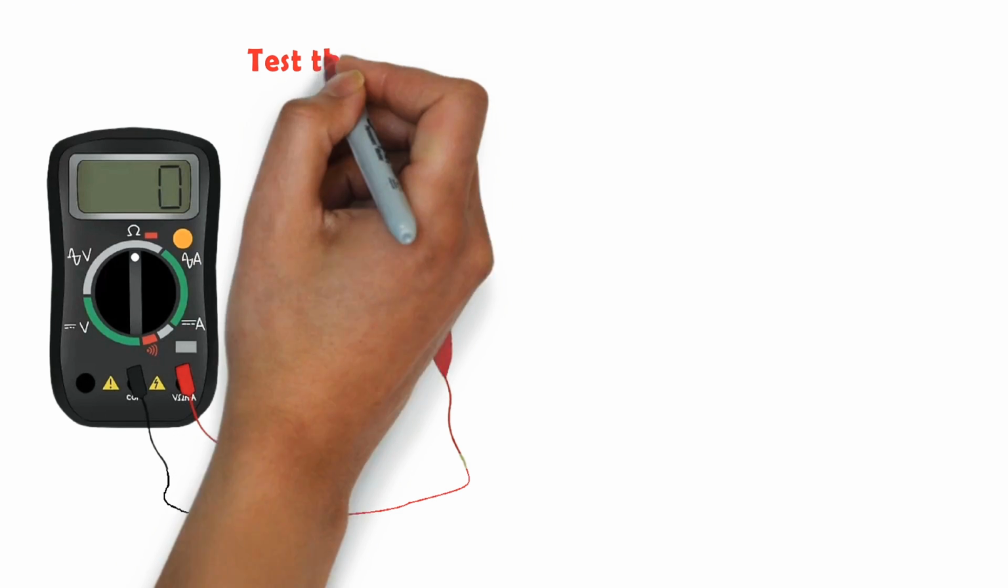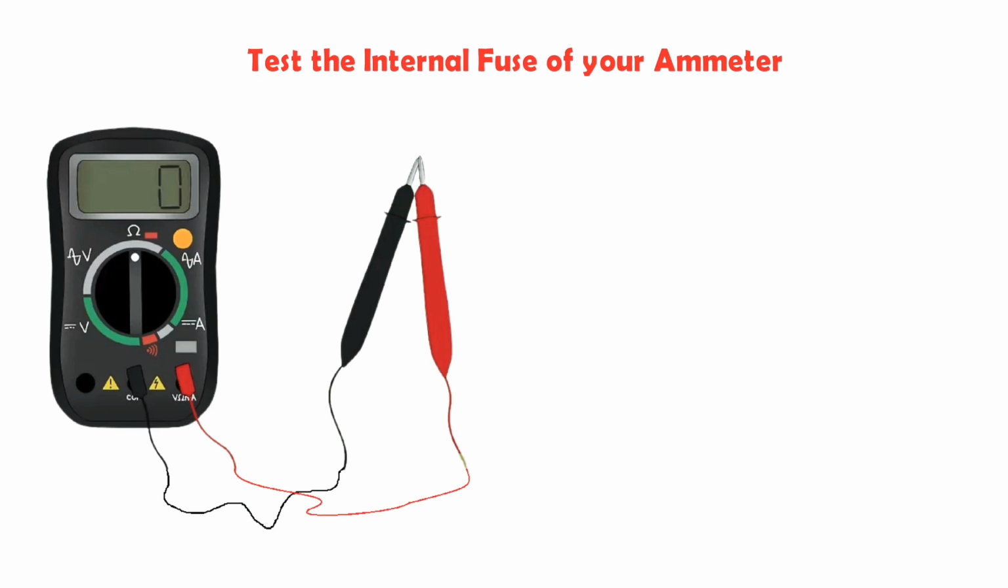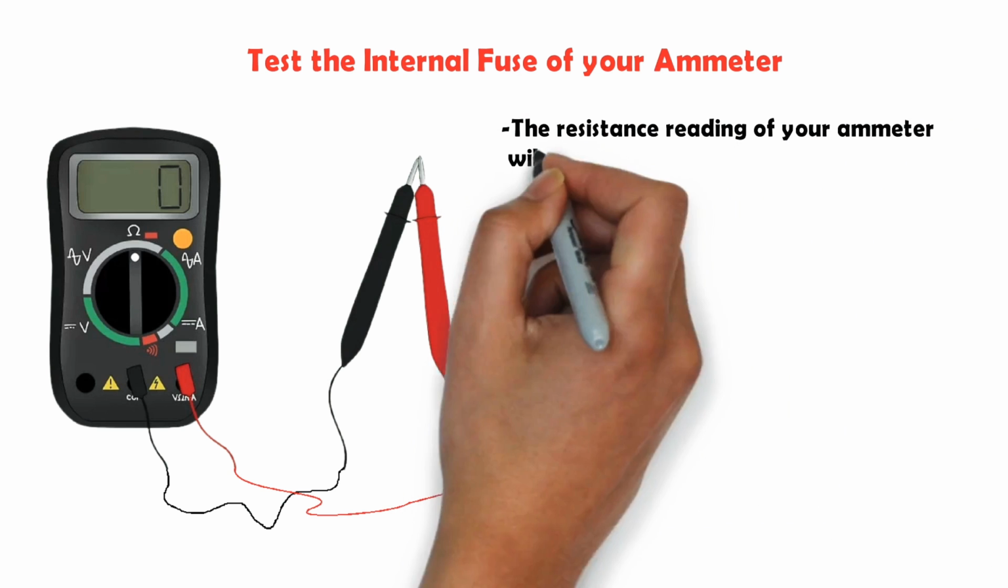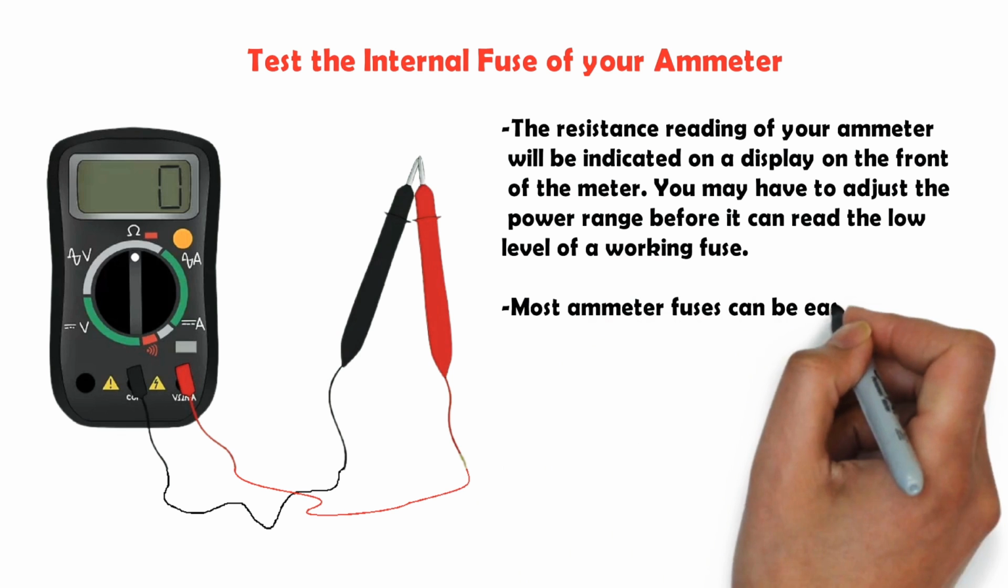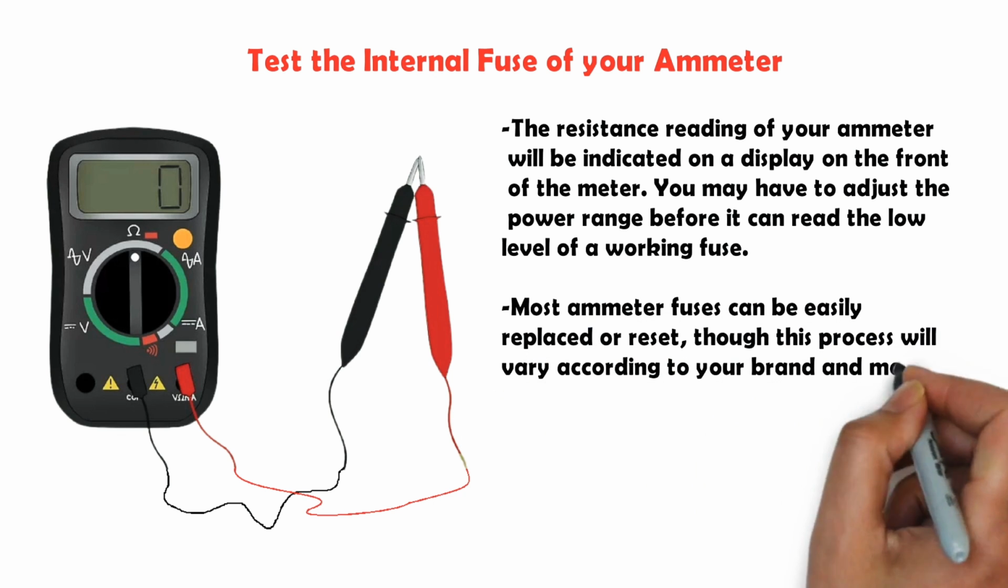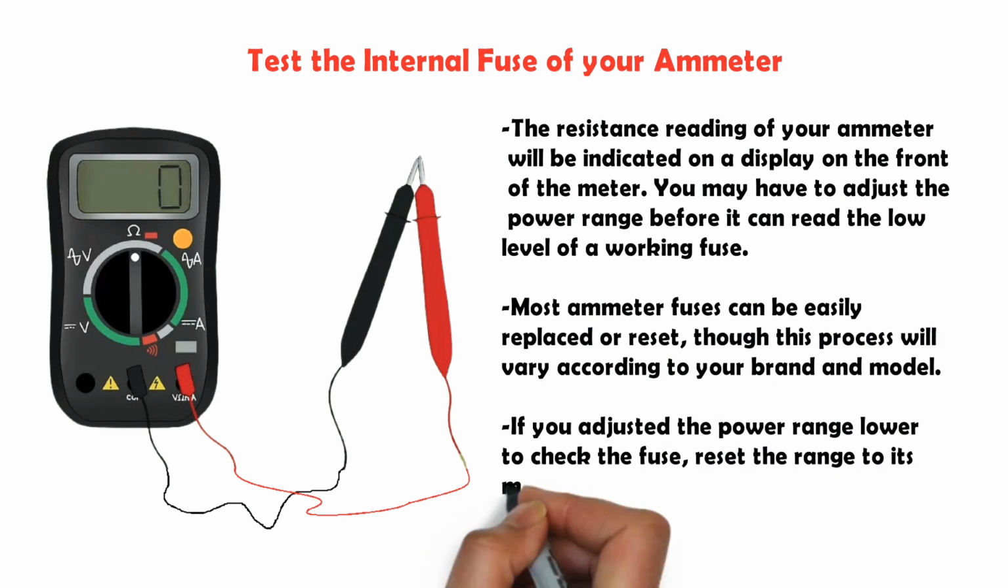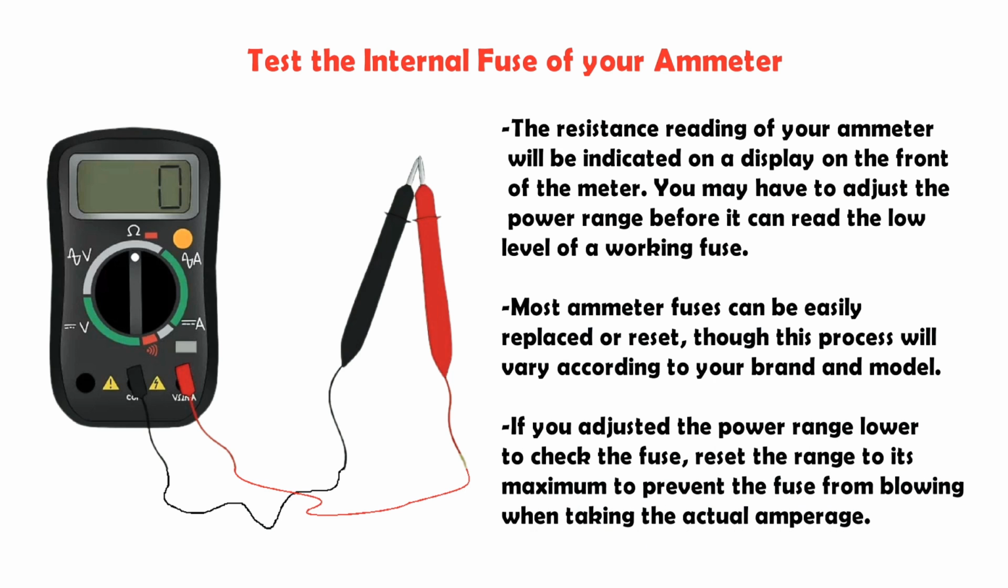The next thing you need to do is test the internal fuse of your ammeter. Your ammeter should have two leads, an input, the positive, and an output, the negative. Hold these together with your ammeter on. If your resistance is low, your fuse is good. The resistance reading of your ammeter will be indicated on a display on the front of the meter. You may have to adjust the power range before it can read the low level of a working fuse. Most ammeter fuses can be easily replaced or reset, though this process will vary according to your brand and model.